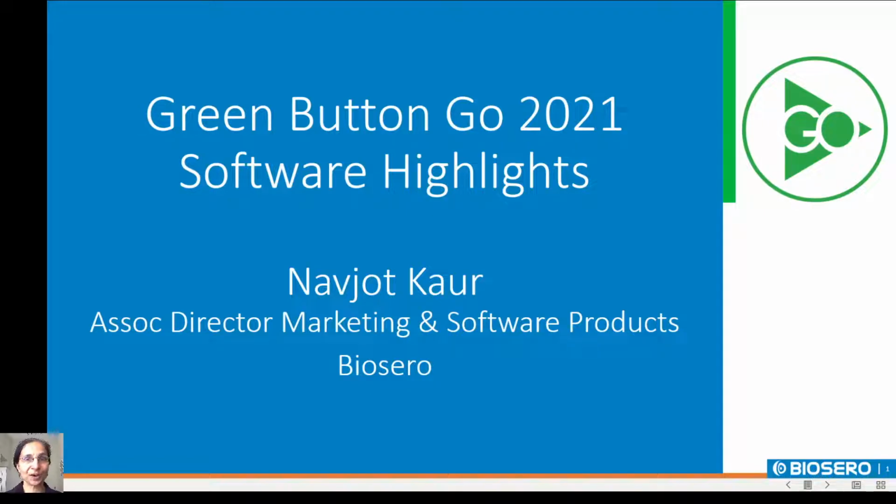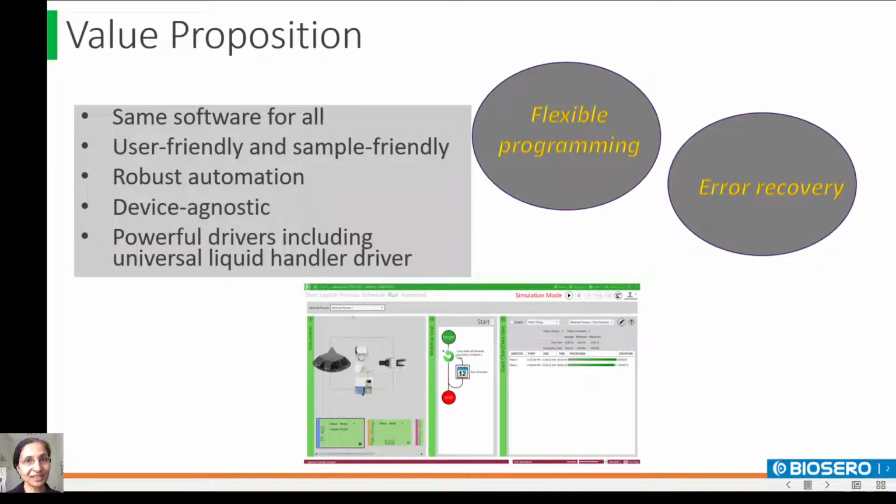Some of you may already be using Green Button Go. Some may have older versions. Many may be hearing about the scheduling software for the first time. You may have throughput challenges or demands on your time where you want to walk away to design or analyze your experiments and want a robot to be able to process the samples for you. Well, Green Button Go is your software.